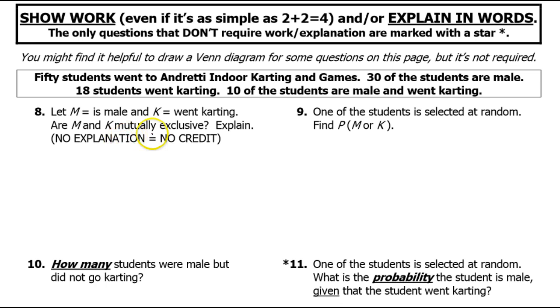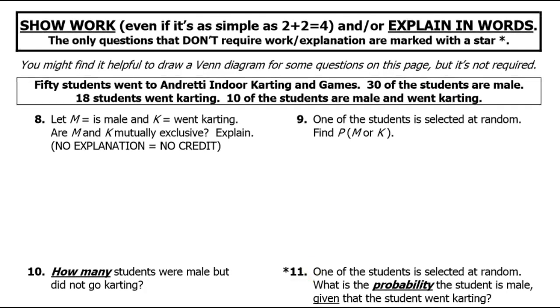So in fact, 50 students went to Andretti Indoor Karting and Games. 30 of the students are male, 18 students went karting. Because there's karting and games, everyone that goes to Andretti doesn't go karting. Some play games. Anyway, 10 of the students are male and went karting. Let's go ahead and make ourselves a little Venn diagram, my friends.